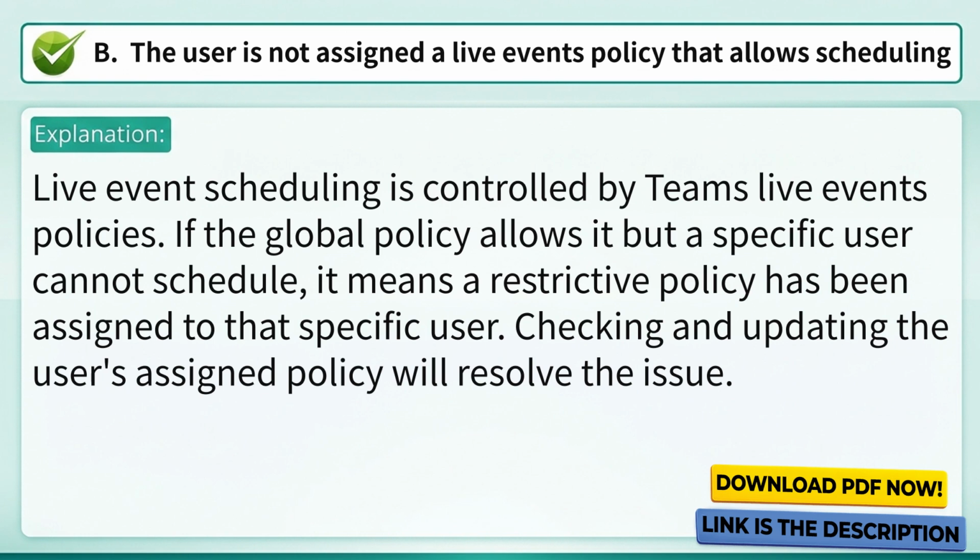Explanation. Live event scheduling is controlled by Teams live events policies. If the global policy allows it, but a specific user cannot schedule, it means a restrictive policy has been assigned to that specific user. Checking and updating the user's assigned policy will resolve the issue.